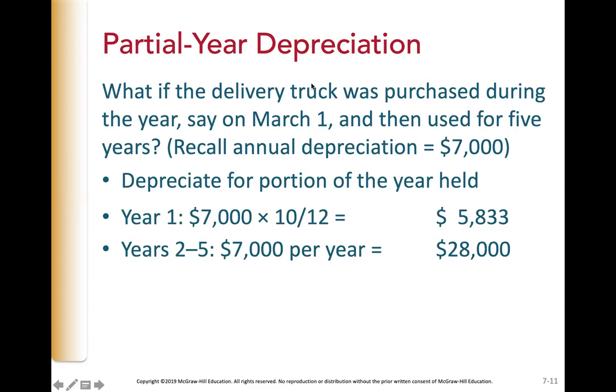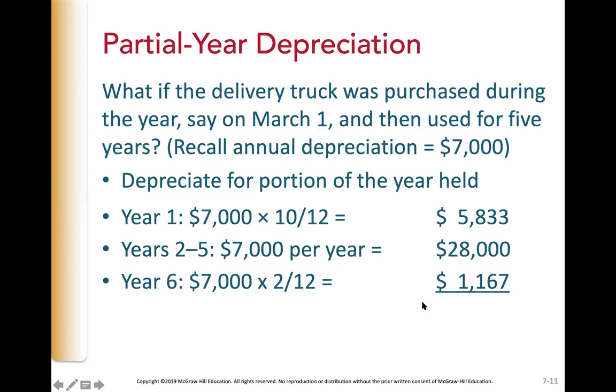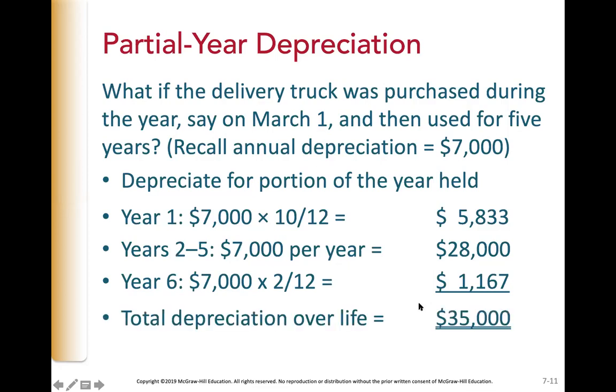So if you have a partial year depreciation, you go into the next year to pick up the remaining 2 months that you didn't take in the first year. So 7,000 times 2 over 12 is $1,167. Gives you your total depreciation of $35,000.